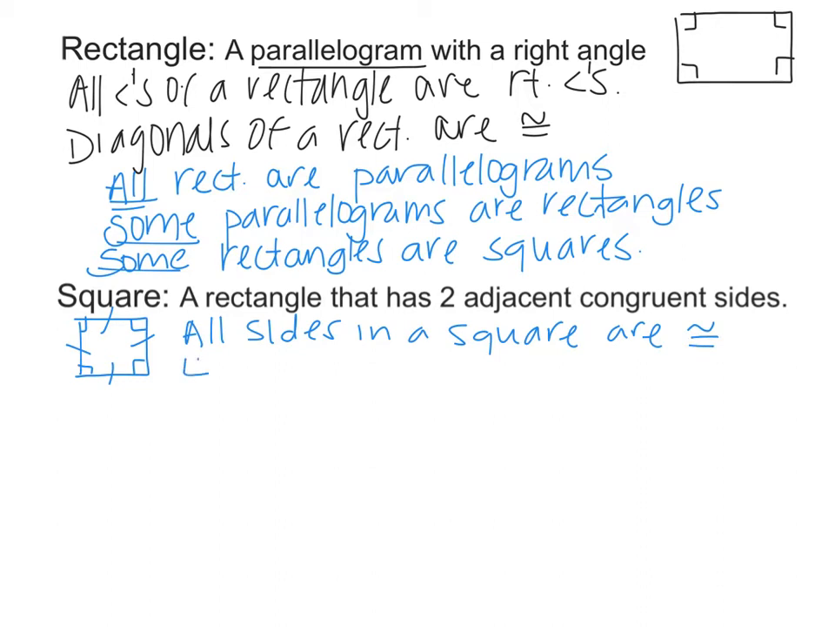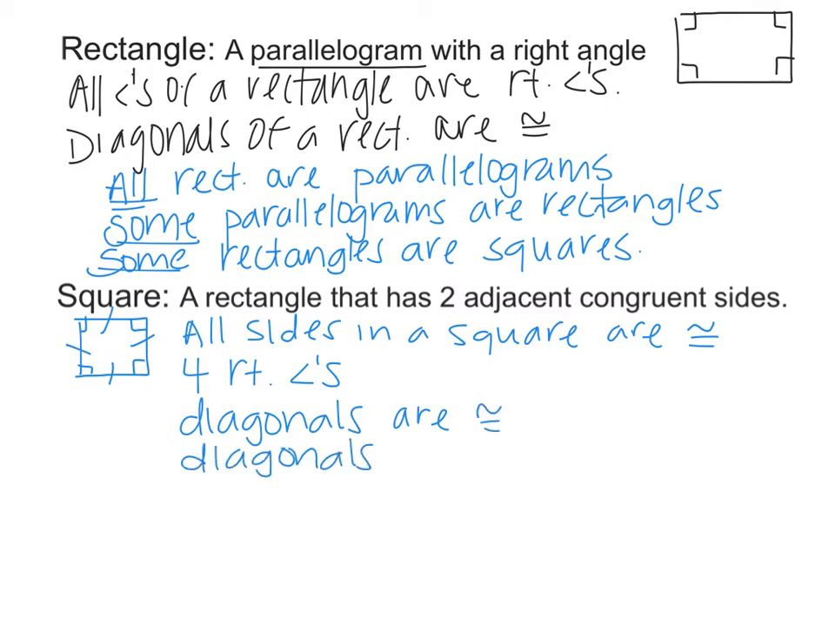We know that a square has 4 right angles because that's a property of a rectangle, and we know a square is a rectangle. Again, thinking about the properties of a rectangle, diagonals are congruent. But we take this one step farther with our diagonals. Our diagonals are also perpendicular. So if I draw my square with my diagonals, these form right angles in here.